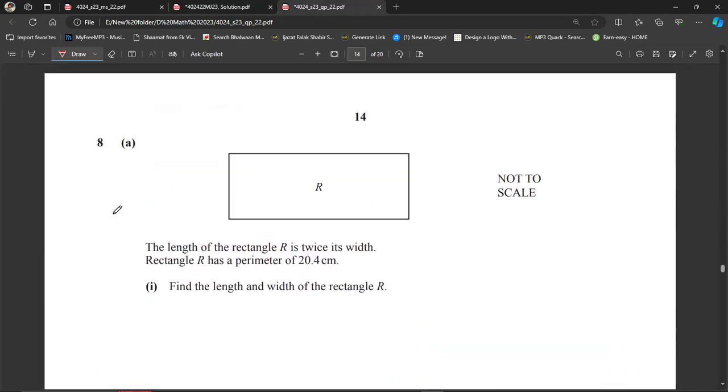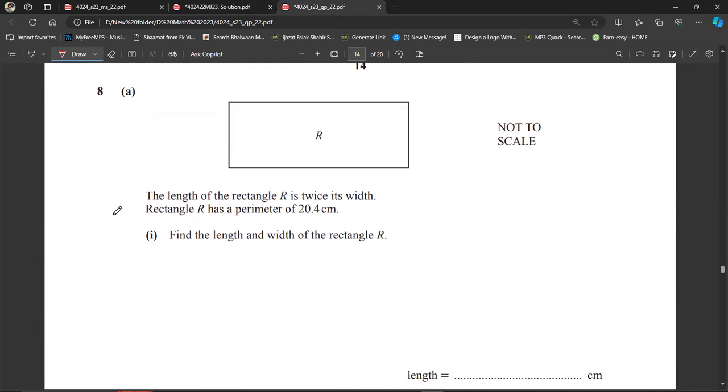Now we are going to question number 8. He says A part here, a rectangle is given. The length of a rectangle R is twice its width. The rectangle R has a perimeter of 20.4 centimeter. Find the length and the width of the rectangle, and it's a 2 marks question.